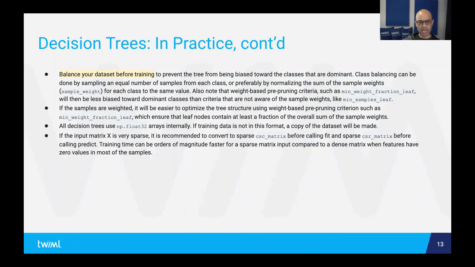I think I mentioned balancing the training data set as well, and paying attention to the various pruning criteria, such as the minimum number of samples per leaf, which will help keep you from creating these very overfitted trees. Any questions on decision trees?